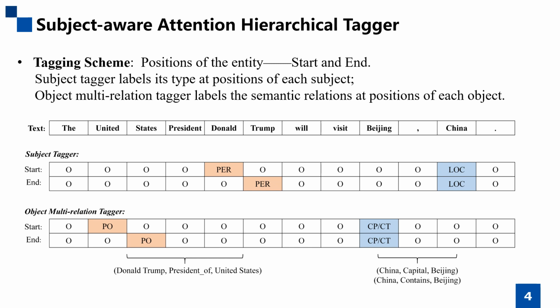We first introduce our tagging scheme. We use a subject tagger and an object multi-relation tagger to perform sequence labeling tasks. An entity may include multiple tokens, so we predict entity positions, including the start and the end. The subject tagger labels its type at positions of each subject. The object multi-relation tagger labels the semantic relations at positions of each object.